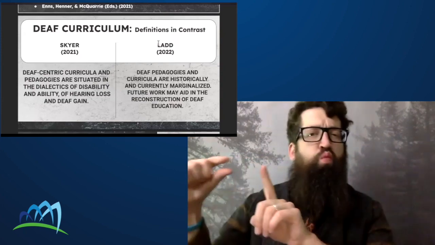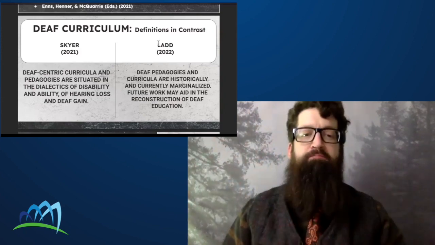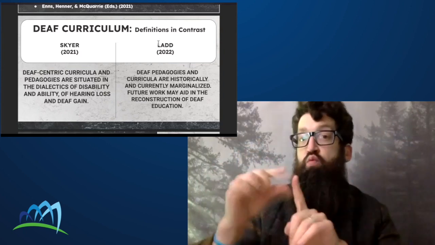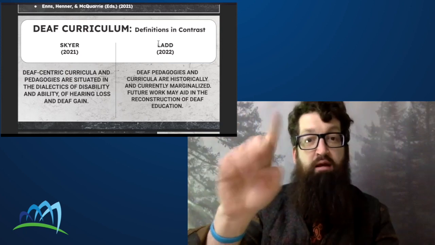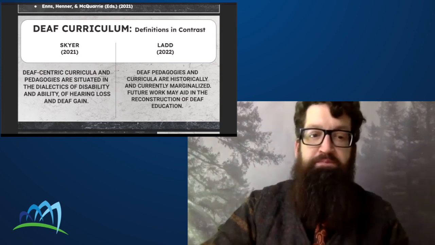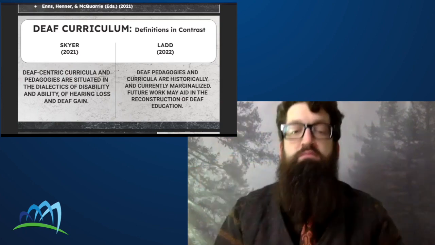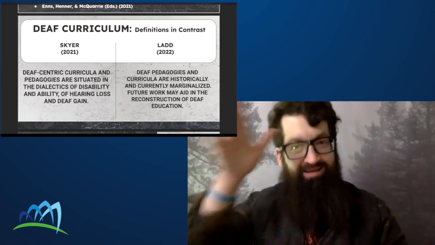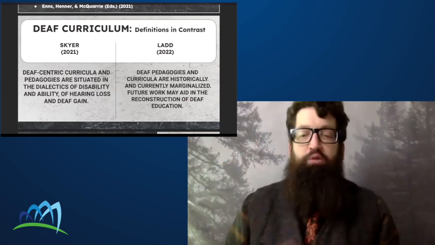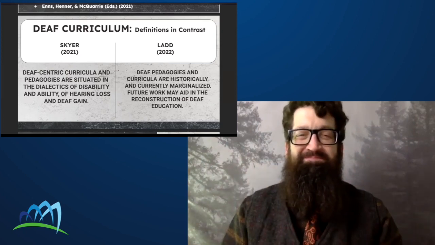These are the last two authors and definitions. And for you, which words stand out? What are the important terms in here? In Skyer's, for me, it might be situated. It could be dialectics, as very Vygotskian. I'll wait a second before I proceed. Sorry, I'll take a bit of a slower pace.